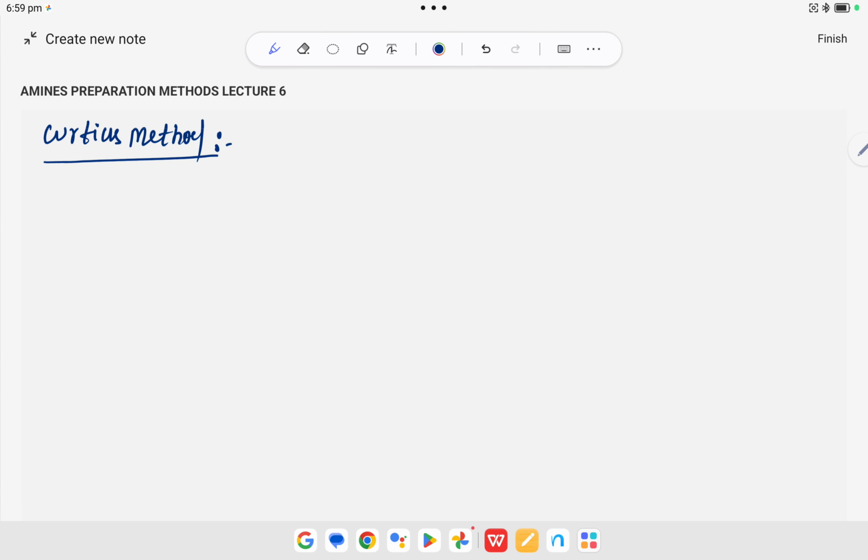So welcome back guys. Again we are having one more preparation method, and that is important also, the Curtius method for the preparation of amines. Here we have to use RCON3, acyl azide. N3 group is called azide. So acyl azide you have to heat, then it will form R-N=C=O.